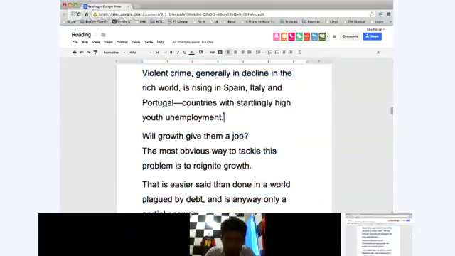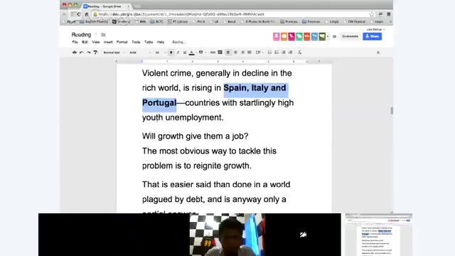Yes. So what they're explaining is that in countries like Spain, Italy, and Portugal, the unemployment for young people is very high. It's surprisingly high. Like, people can't believe how high it is. They're having more crime.